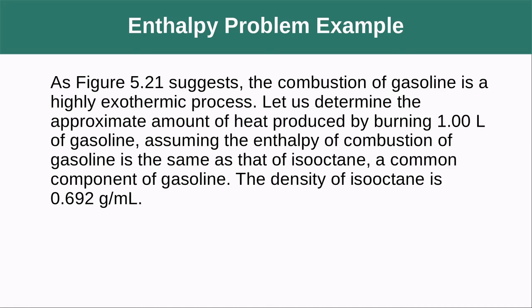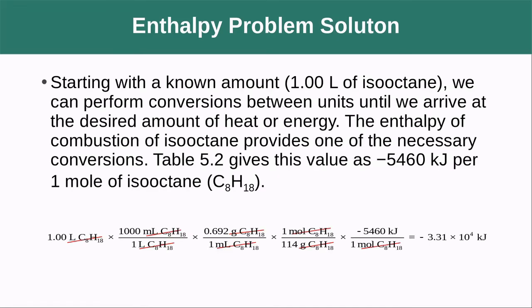And we're going to need to know the density of isooctane, and that is 0.692 grams per milliliter. So let's take a look at this. If we had a liter of isooctane, one of the first things we're going to need to know is how many moles that is.